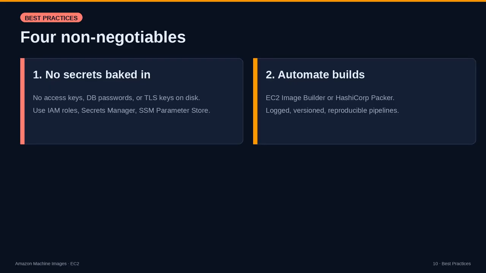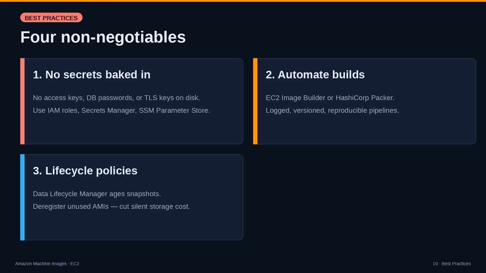2. Automate builds. Manual click-around on a bastion images drift and cannot be reproduced. Use EC2 Image Builder or HashiCorp Packer so every image is a logged, versioned pipeline run from a known base. 3. Apply a lifecycle policy. Old AMIs and their snapshots silently accumulate cost. Amazon Data Lifecycle Manager can age out snapshots on a schedule. Pair that with deregistering unused AMIs.